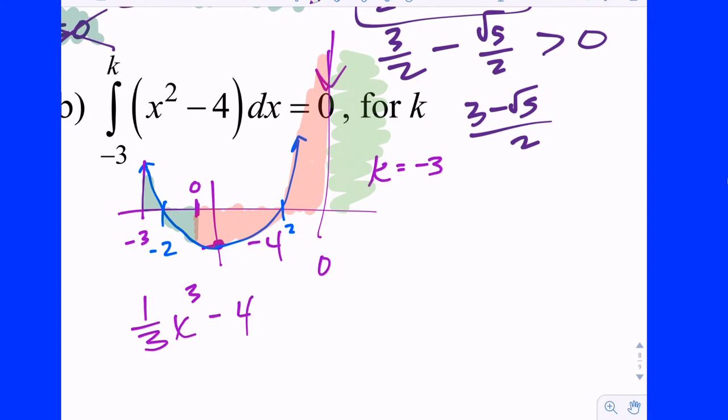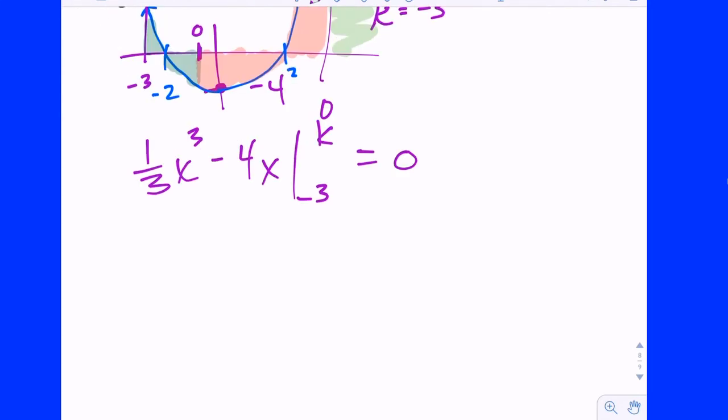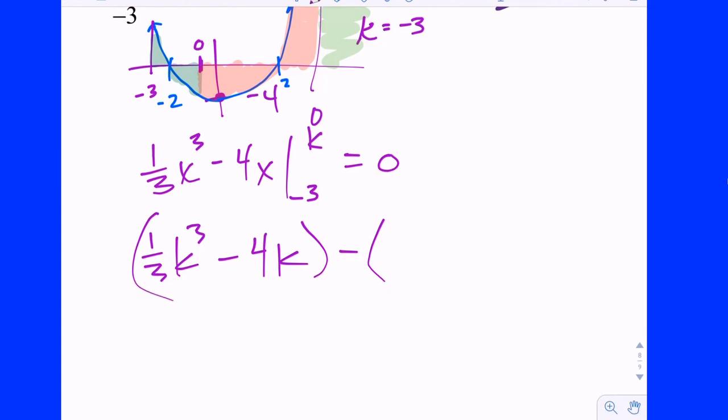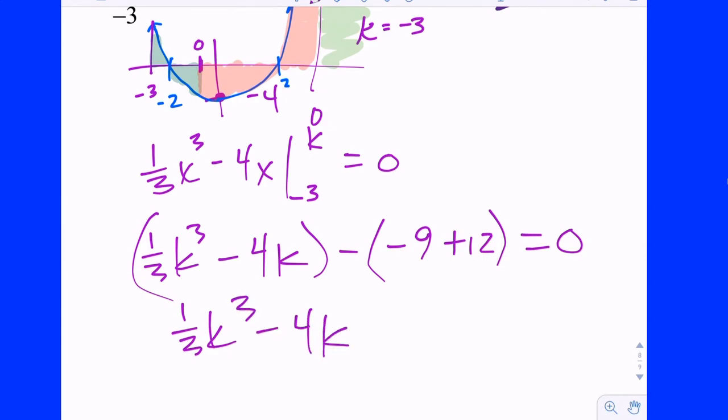1/3 x cubed minus 4x from negative 3 to k. Keep it equal to 0. 1/3 k cubed minus 4k, parentheses, minus plug in your negative 3 and you get negative 9 plus 12. I did that quickly. Negative 27/3 is negative 9 plus 12. Looks right? So we get 1/3 k cubed minus 4k, and that gives us a minus 3.